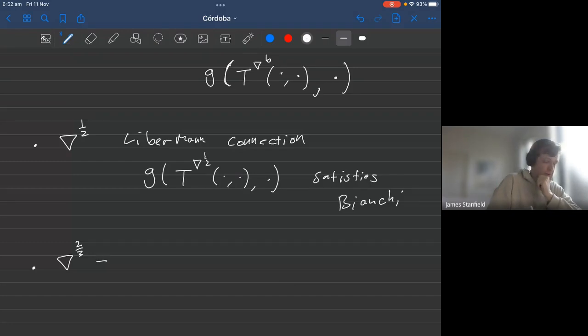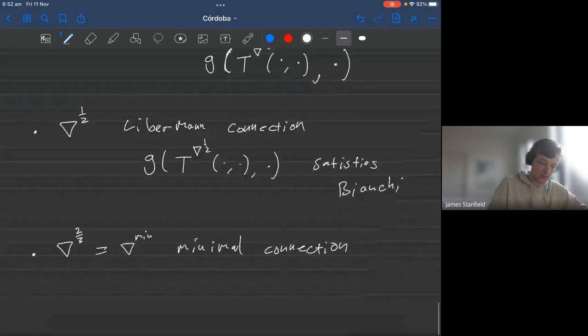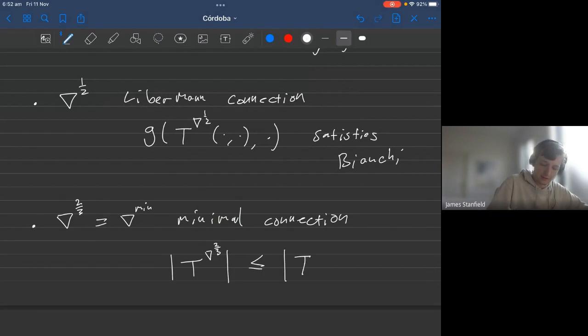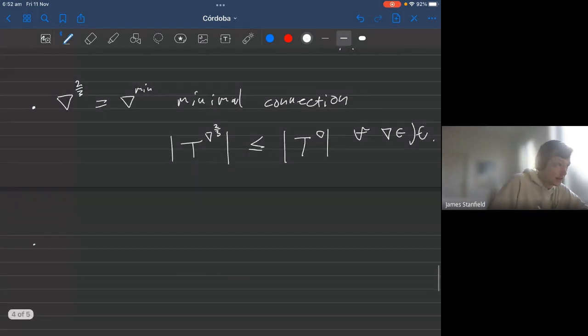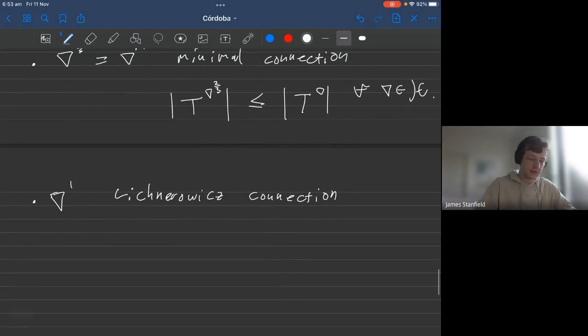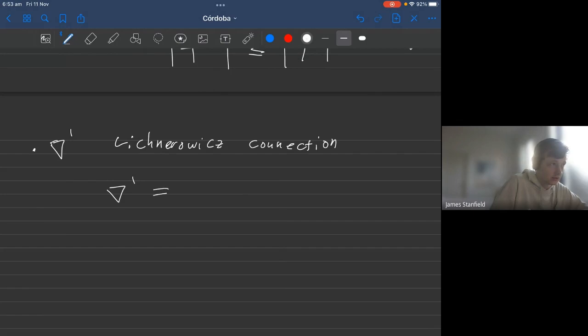So for S equals 2/3, this is the minimal connection. Okay, and this has minimal torsion amongst all Hermitian connections. So this norm of T is less than or equal to the norm of T nabla for all nabla in this space. Okay, so that's very interesting. And then we've got one more, S equals 1. I'll call this the Lichnerowicz-Levi-Civita projection connection. And this is one that maybe might seem quite natural to study in Hermitian geometry as well. It's the projection onto H of the Levi-Civita connection.